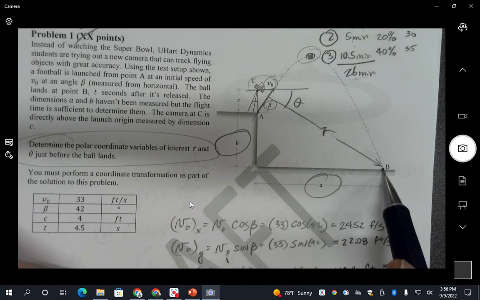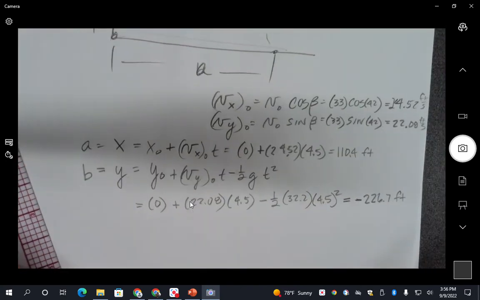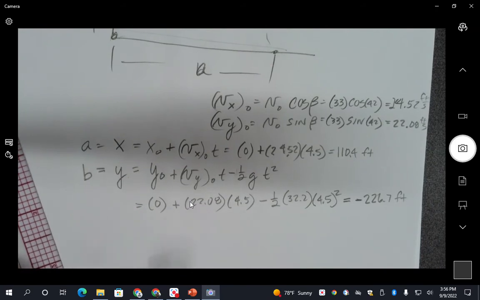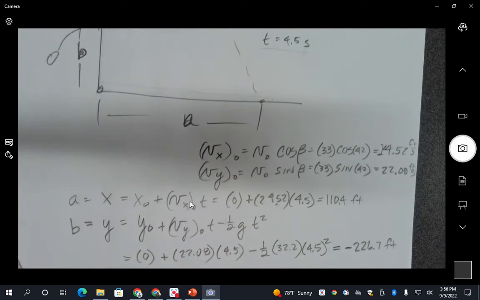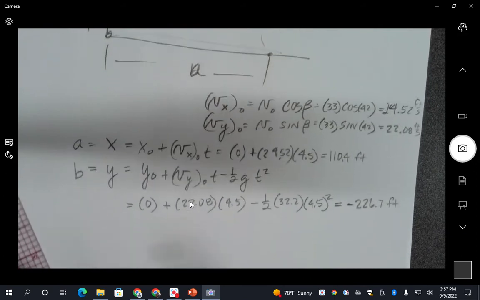Yes, sir. How did that determine the original height? Say again? Oh, I see that. Okay. That's all right.